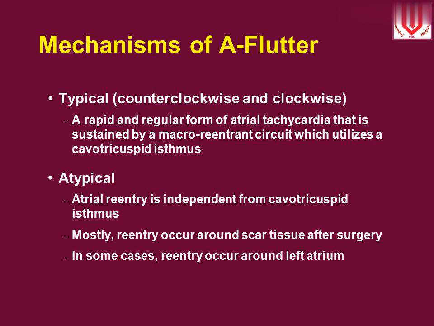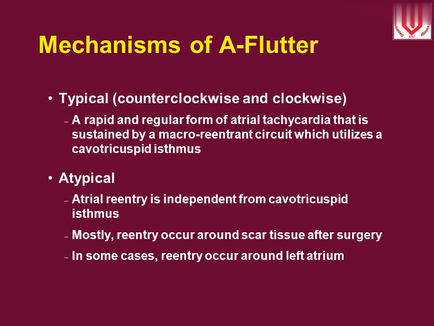Mechanisms of flutter. Typical, counterclockwise and clockwise: a rapid and regular form of atrial tachycardia that is sustained by a macro-reentrant circuit which utilizes a tricuspid isthmus. Atypical: atrial reentry is independent from the tricuspid isthmus. Mostly, reentry occurs around scar tissue after surgery. In some cases, reentry occurs around the left atrium. Depending on the type of atrial flutter, the mechanism will vary. A discussion of each type of flutter follows, along with ECG and intracardiac recording examples.